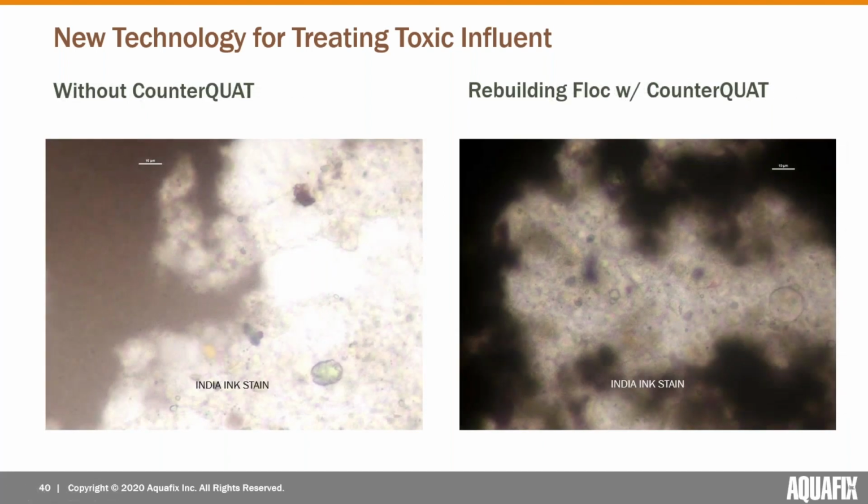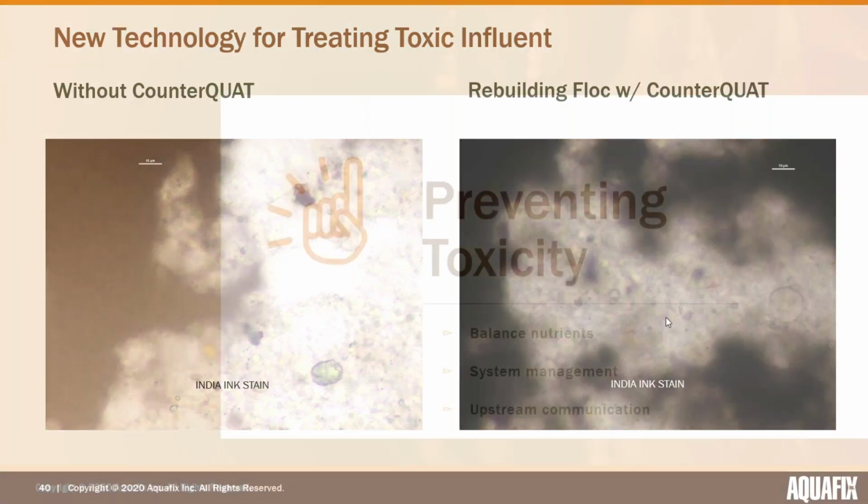Oftentimes we do India ink stains to see how healthy the EPS is. In this case, you can see how the India ink stains the supernate a black color, but the flock is very white. The white flock means the flock is very diffuse. It's very unhealthy. But with our CounterQuat, the flock remains healthy. This means the flock and the EPS are very healthy.